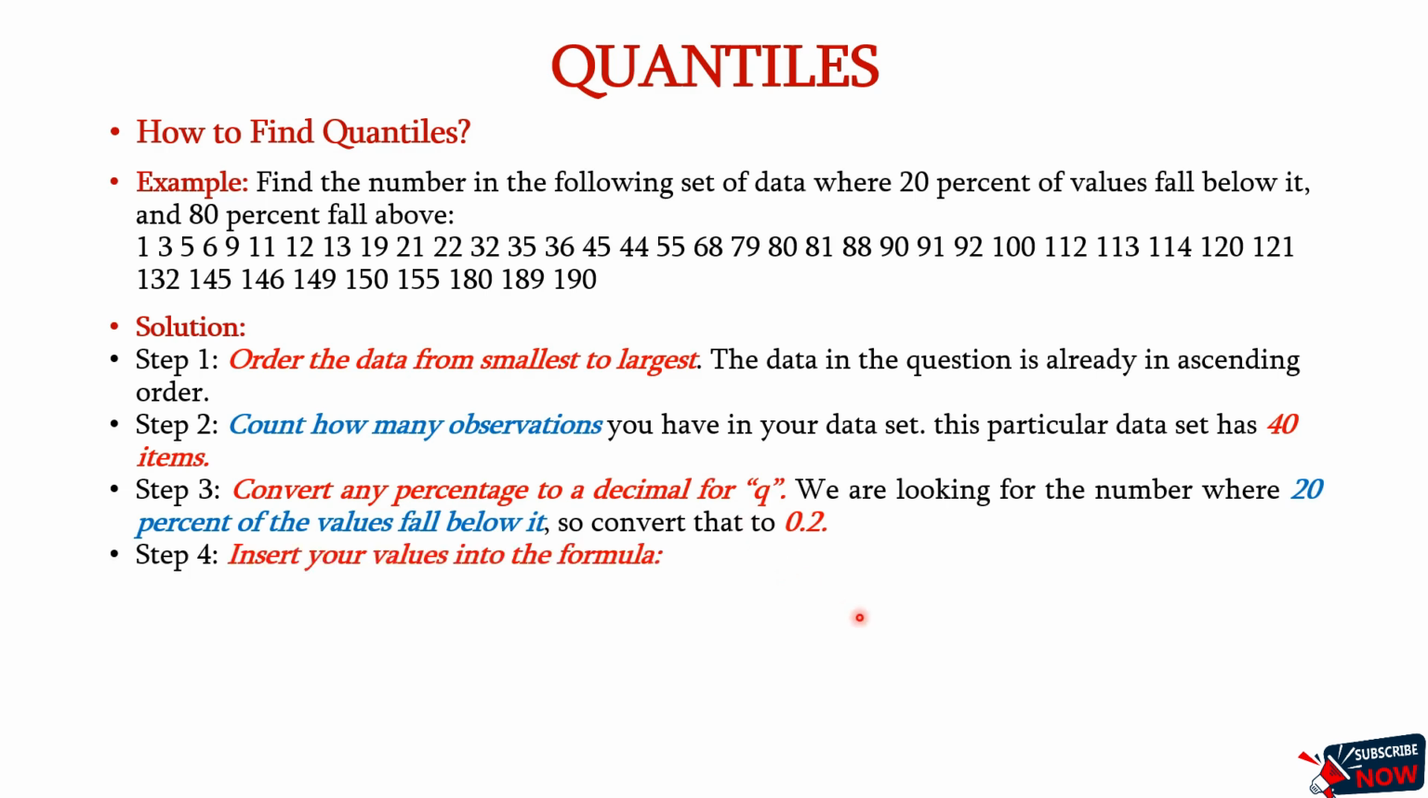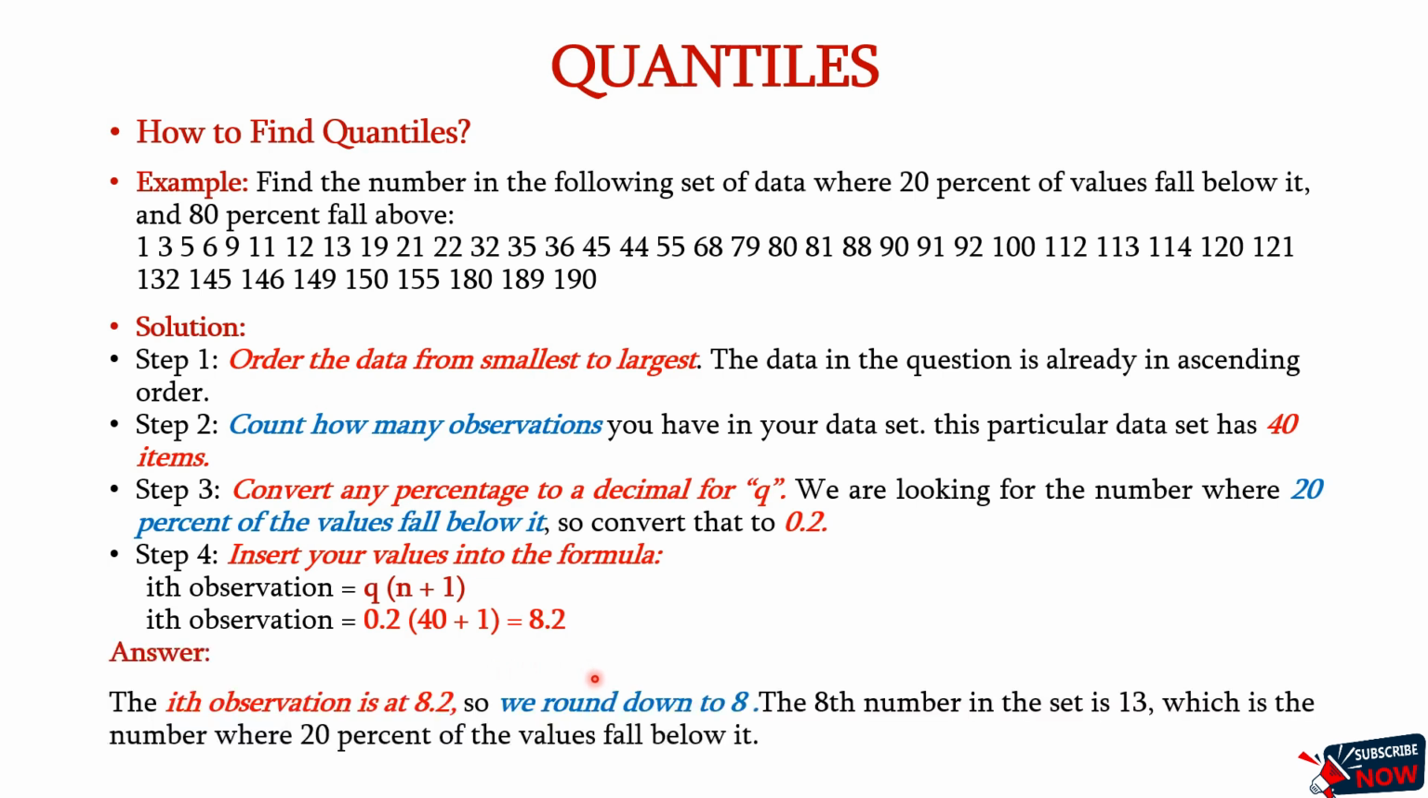Next, let us insert these values into the formula. The ith observation is equal to Q times (n plus 1). So Q is 0.2 and n is 40, so 0.2 times 41 is equal to 8.2. If we round off 8.2, we get 8. The 8th number, if you check, is 13. Thus 20% of the total data falls below this 8th number and the remaining 80% is above it. This is called a quantile. Thus in this lecture we have seen variance, covariance, standard deviation and quantiles.